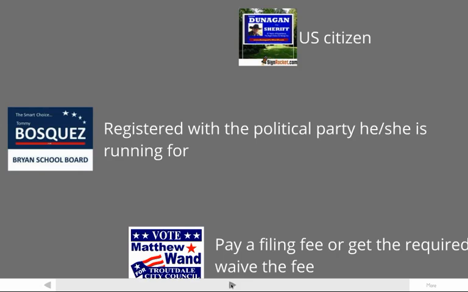If, like me, you're registered as an independent and you want to run for political office, the best thing to do is to choose one of the two major parties, and then that way you will have a better chance of getting elected, because people typically vote for people of one of the two major political parties. So you would want to run with the party that you think most aligns with your ideology.